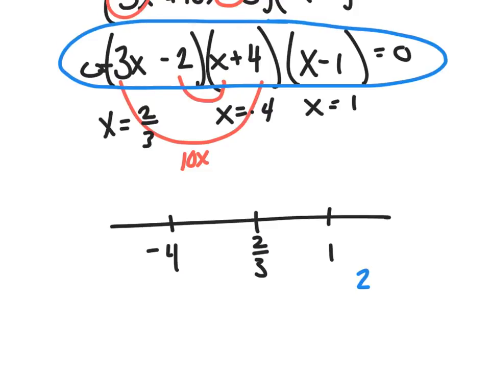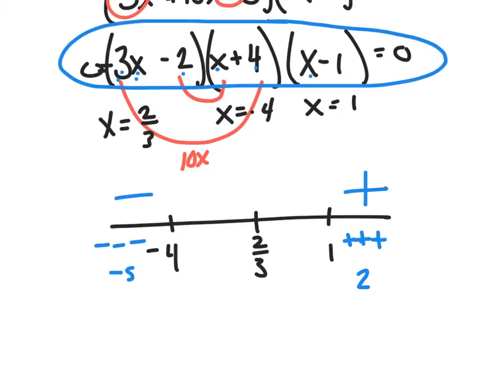So I'm first going to plug it in here. 3 times 2 is 6, minus 2 is a positive 4. 2 plus 4 is a positive. 2 minus 1 is a positive. And a positive times a positive times a positive is a positive. I'm going to pick somebody over here, maybe like -5. 3 times -5 is -15, minus 2 is a negative. -5 plus 4 is a negative. -5 minus 1 is a negative. And a negative times a negative times a negative is a negative.